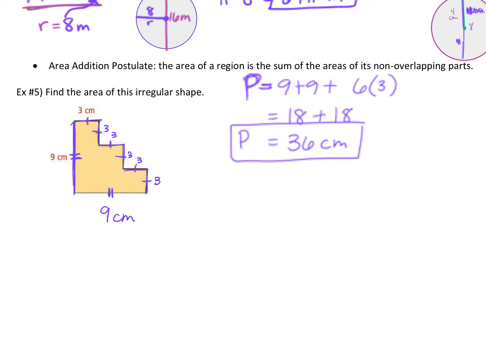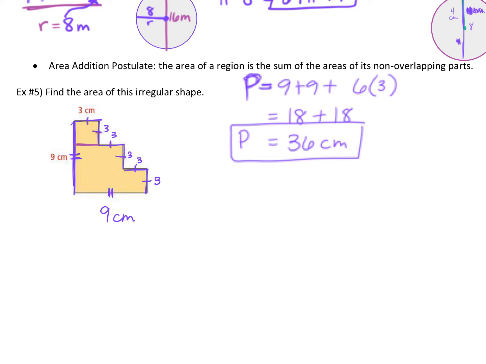The area is what they're asking us for, though. So you should be able to find both. But if we're talking area here, some of you split it into rectangles horizontally. Some of you split it into rectangles vertically. I'm going to show you the one that's actually the quickest, but it requires the most drawing. This is the one that Dakota did.